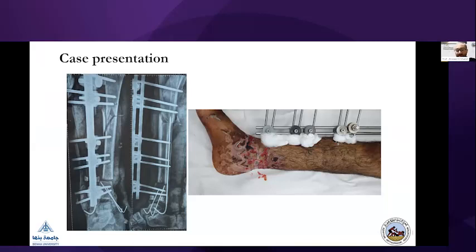The issue about this area is that it cannot be covered by a local flap, and it's far away from the gastrocnemius flaps. So the option will be a free flap, which will incur donor site morbidity and complications also, and it may work or it may not. There are some failures of it.